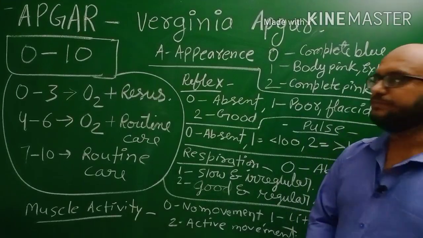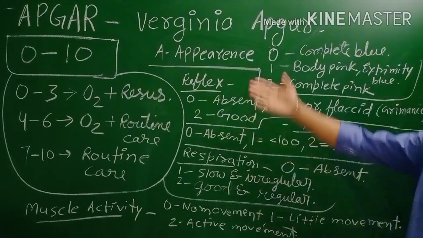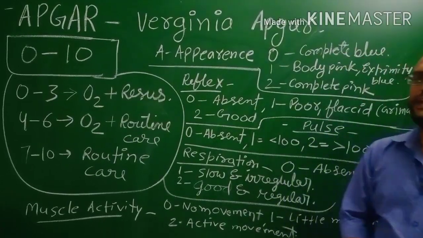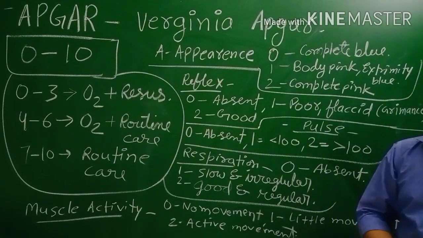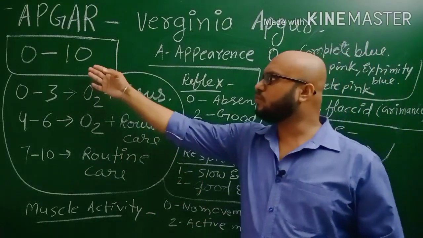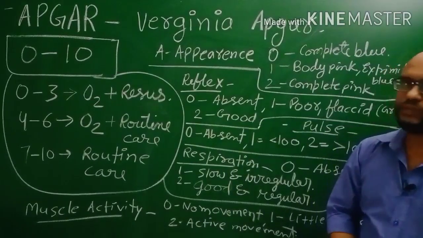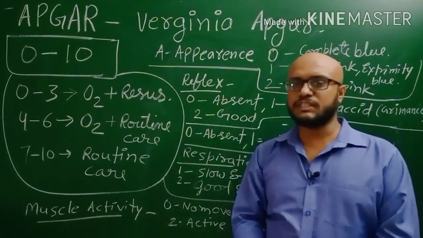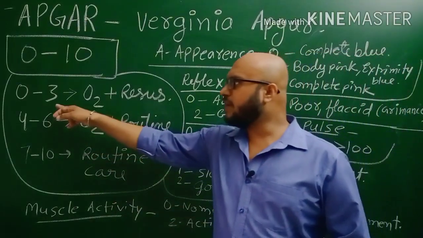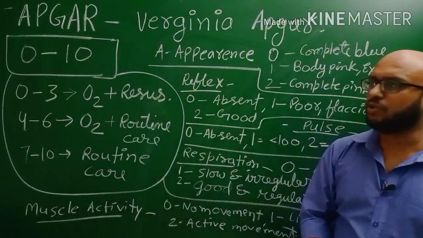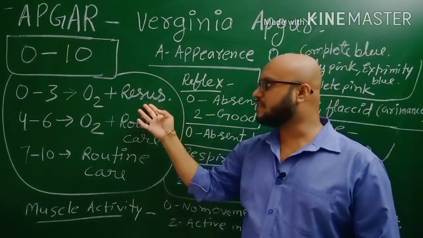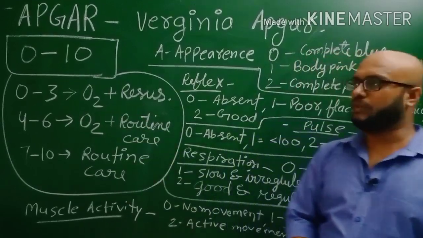Apgar scoring system. The Apgar scoring system was given by Virginia Apgar. It is mainly used to decide the health of a newborn baby at the time of birth. The total score is 0 to 10; minimum score shows distress in the baby, maximum shows good health. If the baby's Apgar score is between 0 to 3, the baby is in distress. We have to perform resuscitation and O2 support.